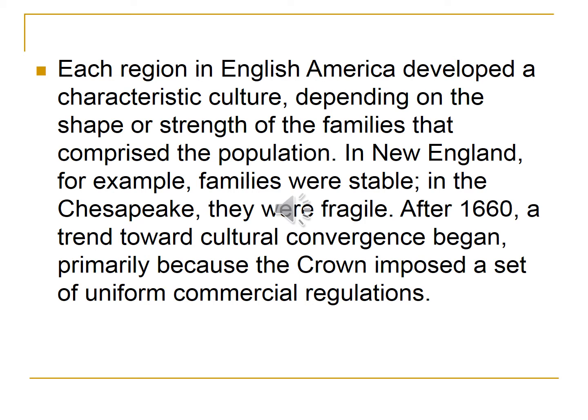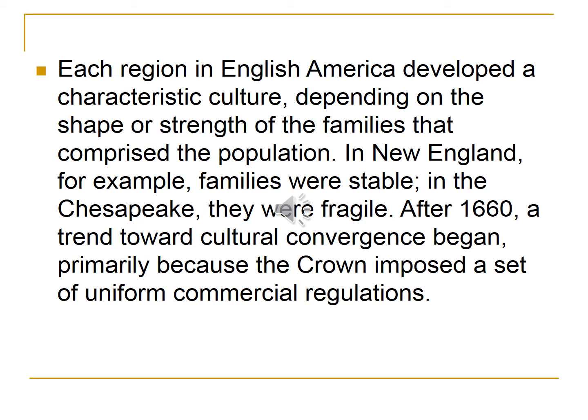As we saw in the previous presentation, multiple colonies established themselves in the New World, in the Americas. The interesting thing is they were all really different, especially by region. You had your southern region, your middle colony region, and your New England region. Each region in English America developed a characteristic culture, depending on the shape or strength of the families that comprised the population. In New England, for example, families were stable. In the Chesapeake, they were fragile. Chesapeake being the Virginia area and into the southern colonies.